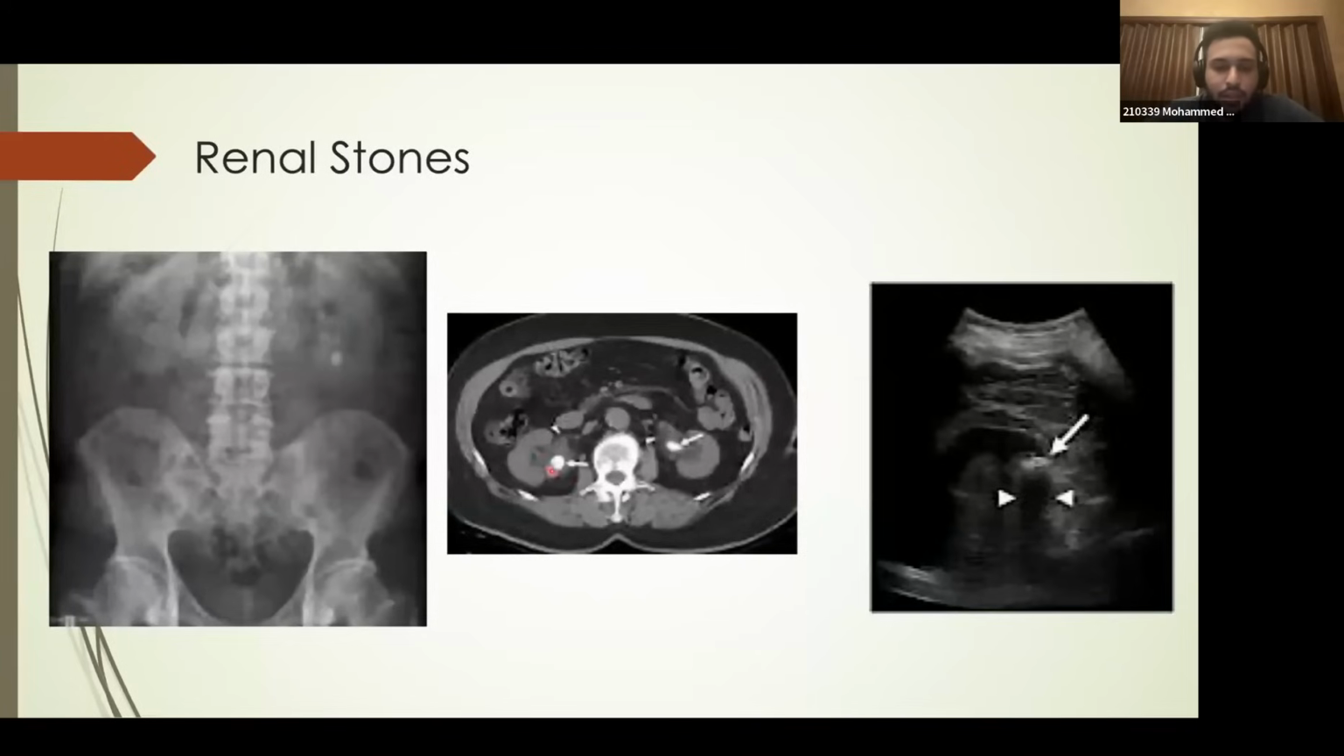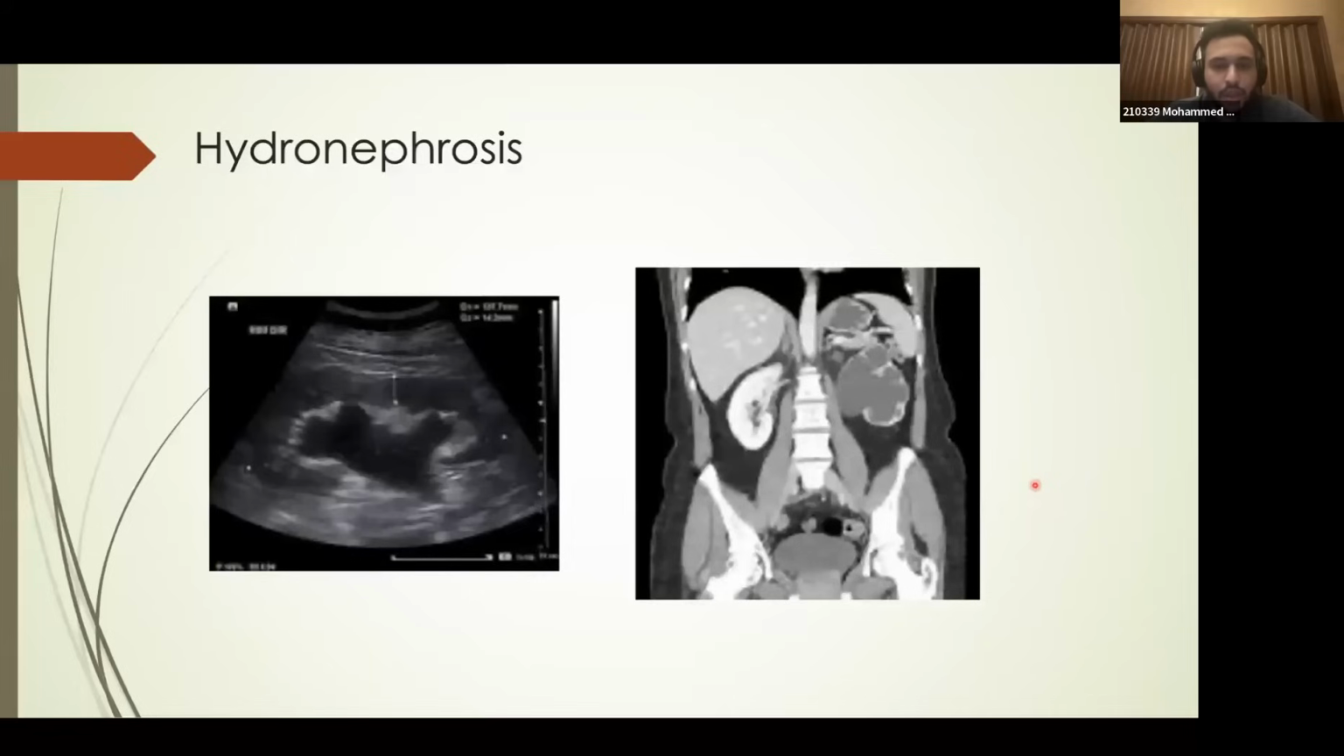Now here's CT. It's very clear. This is a bilateral renal stone that is more hyperdense than surrounding structures. Then here, this is a hyperechoic mass with posterior acoustic shadow. Okay, excellent. So that's basically how you see renal stones.